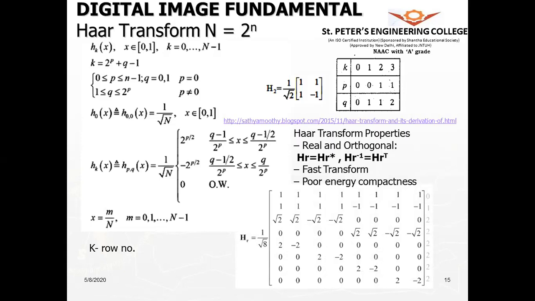Let us see what the properties of the Haar transform are. So here Haar is also orthogonal, and it is real, and it is a fast transform, but it has poor energy compaction. Not compactness, yes, poor energy compaction. So it is not very good in energy compaction.